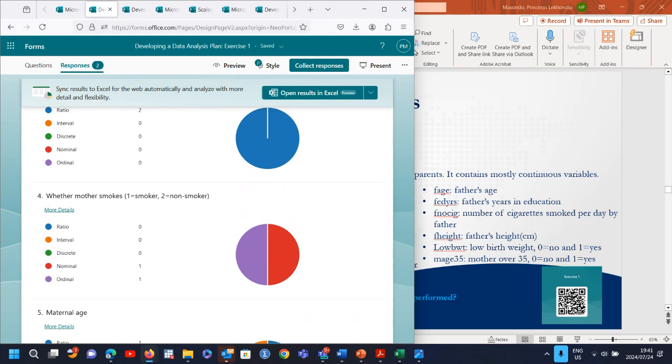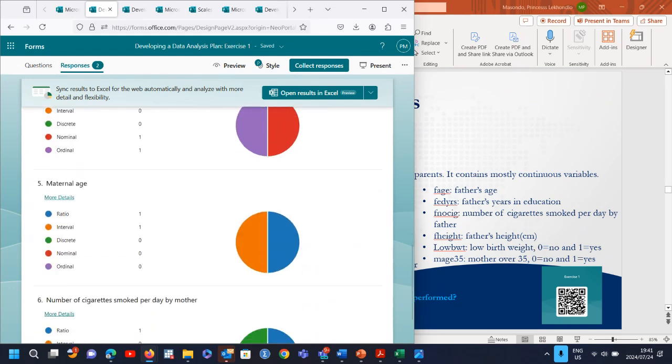So it's nominal. It's like yes or no. You smoke. We can't order and say we order by maybe those who smoke rank 1, 2. There is no order.